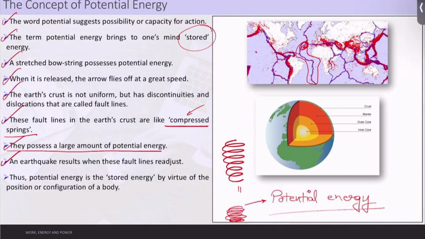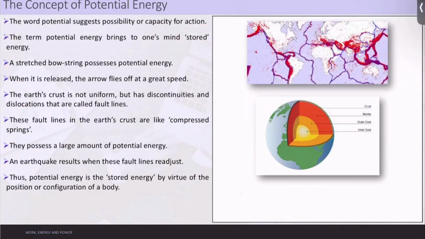Due to the dislocations, the difference in the position of the fault lines leads to one of the disasters called an earthquake. So an earthquake results when these fault lines readjust. Thus, potential energy is the stored energy by virtue of the position or the configuration of a body. Very important line. We understood the same kind of definition for kinetic energy also.